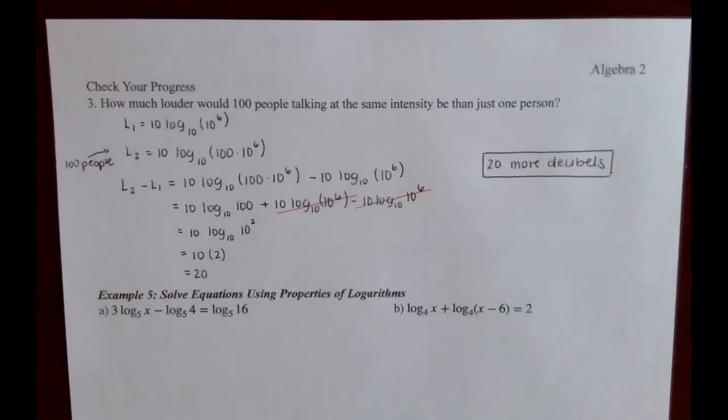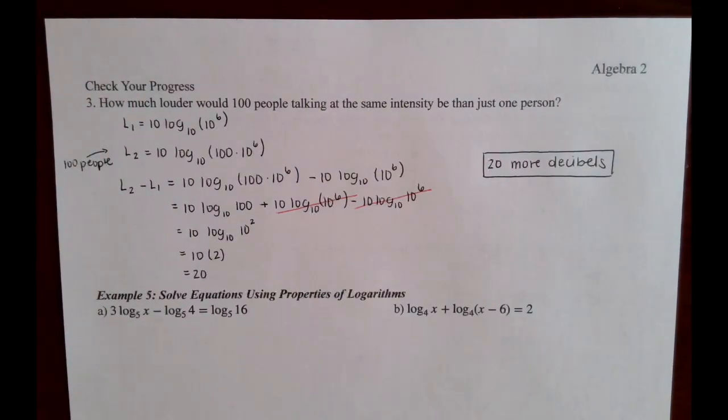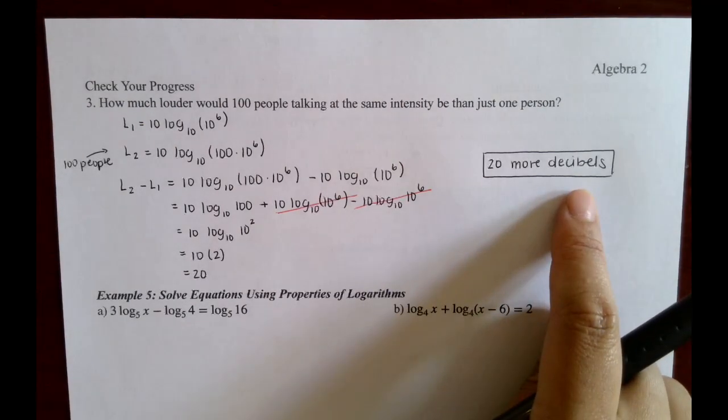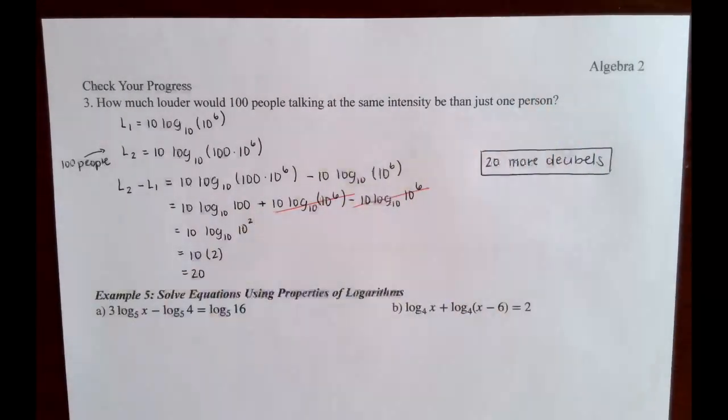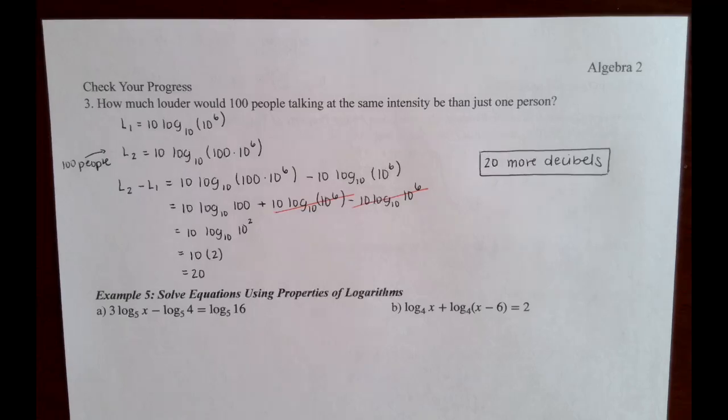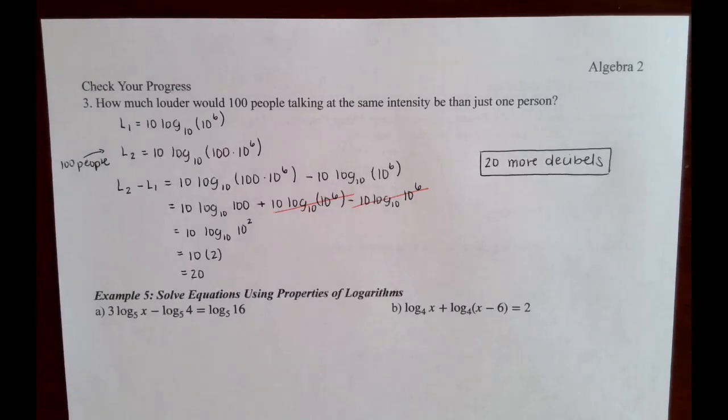Okay, you should have gotten that if it was 100 people talking at the same time, it would be 20 more decibels, or 20 decibels louder compared to just one person talking. If you got that right, you can move on to our last example. If not, here's your explanation.